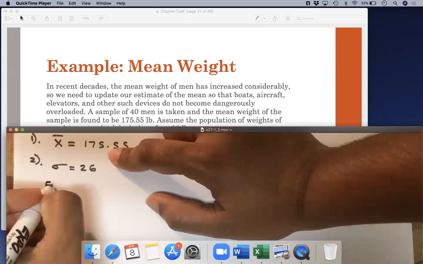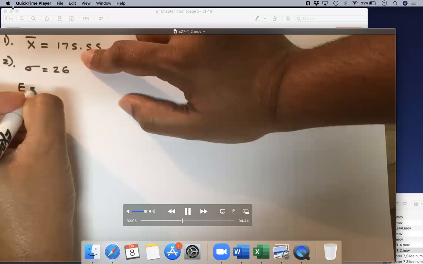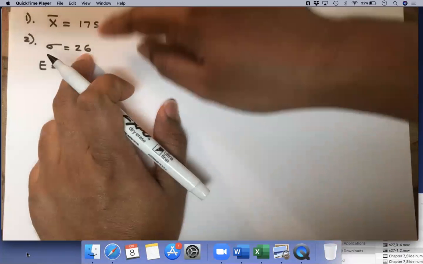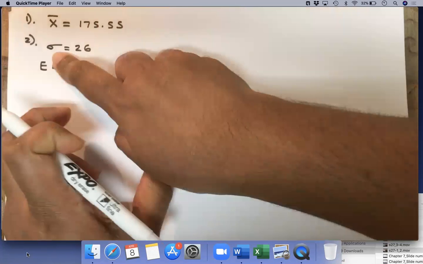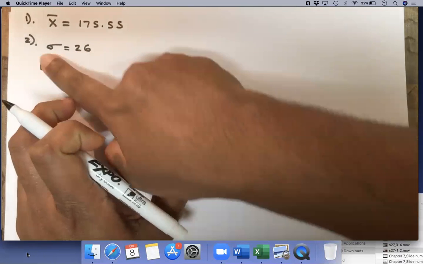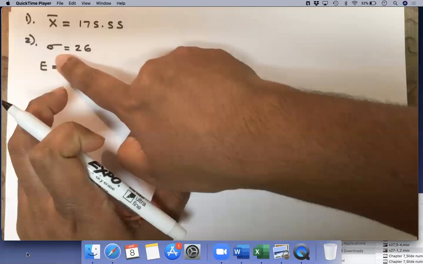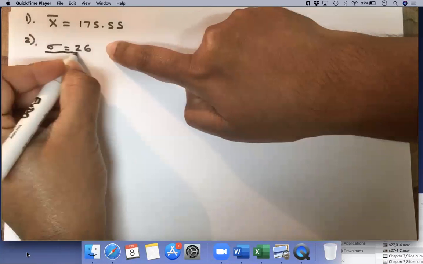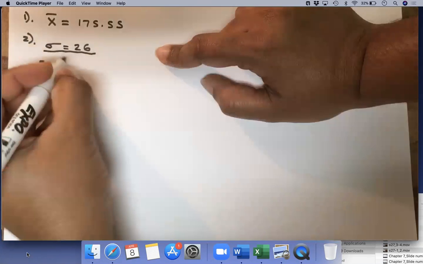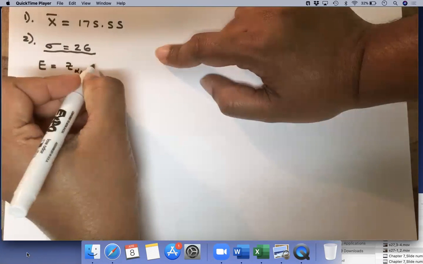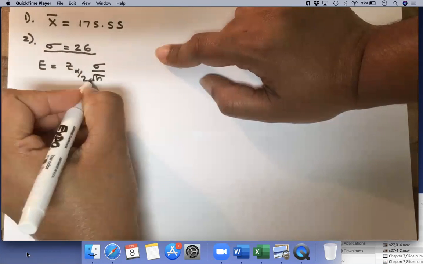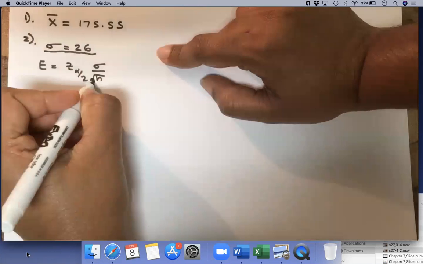It is this. Because there is another case, it is in part 2. If you don't know sigma, you have to use another margin of error formula. But in here, you know the population standard deviation, so you have to use this margin of error formula. Here you have sigma, then square root of n. So use this formula. Now we can substitute values.